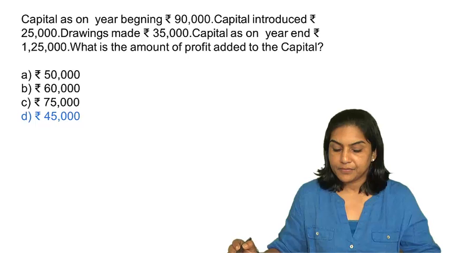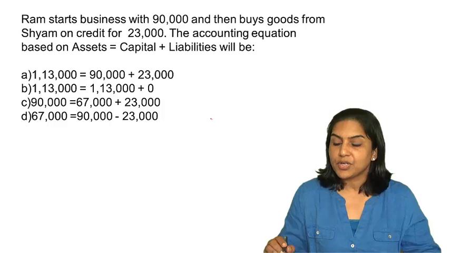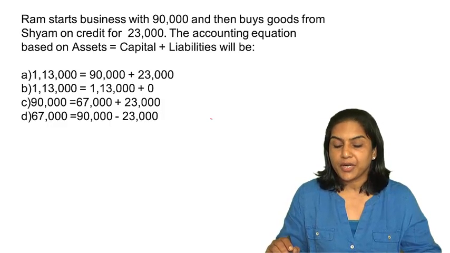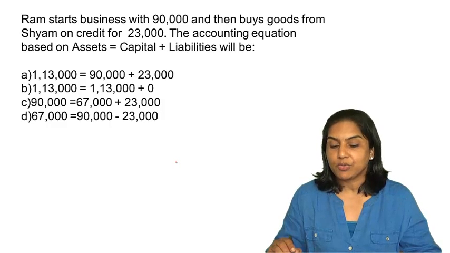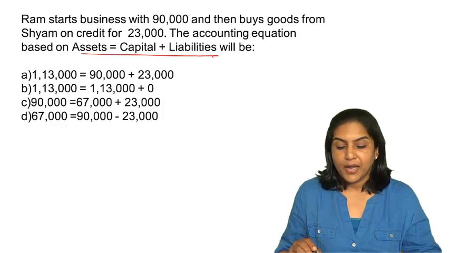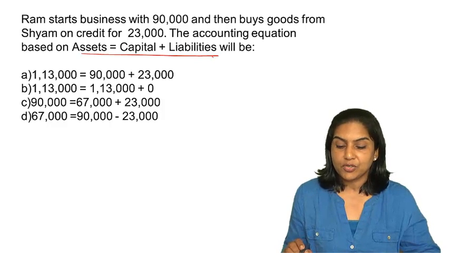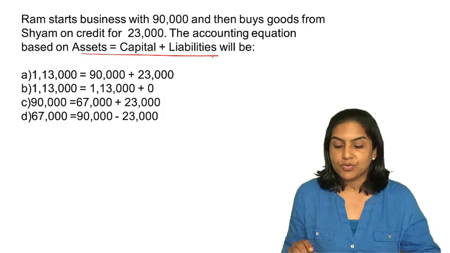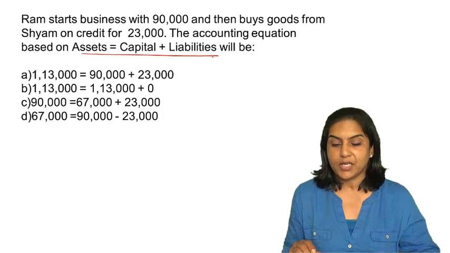Next. Ram starts business with 90,000 and then buys goods from Shyam on credit for 23,000. The accounting equation based on assets equal to capital plus liabilities will be: A. 1,13,000 is equal to 90,000 plus 23,000. B. 1,13,000 is equal to 1,13,000 plus 0. C. 90,000 is equal to 67,000 plus 23,000. D. 67,000 is equal to 90,000 minus 23,000.